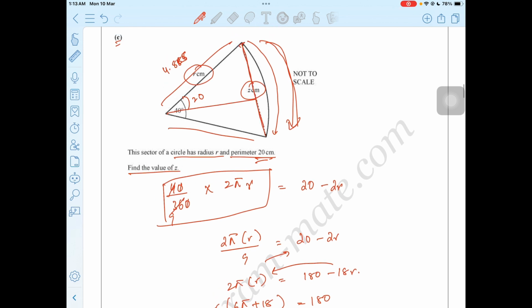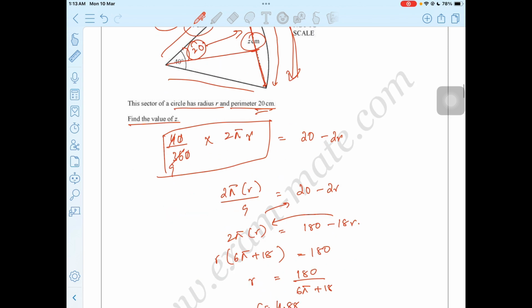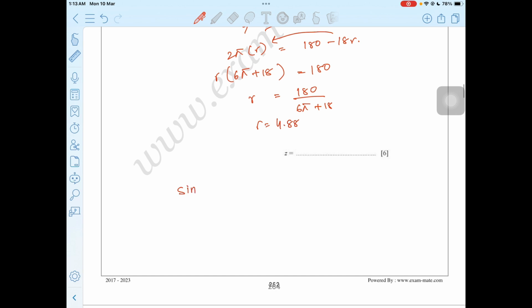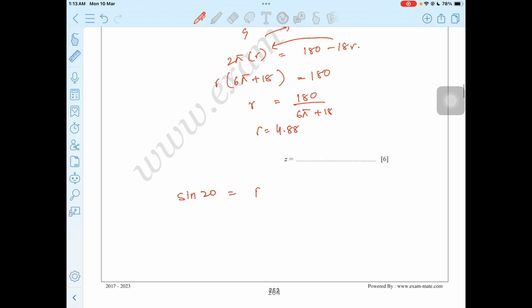We need to calculate this length. First we calculate this length by using this 20 degrees. This is opposite. We need to calculate the opposite. We have the hypotenuse, so this would be sine 20. We have to calculate the perpendicular. We have our hypotenuse as 4.885, so this would be multiplied by sine 20. So we get our answer as 1.67, and then this would be multiplied by 2.